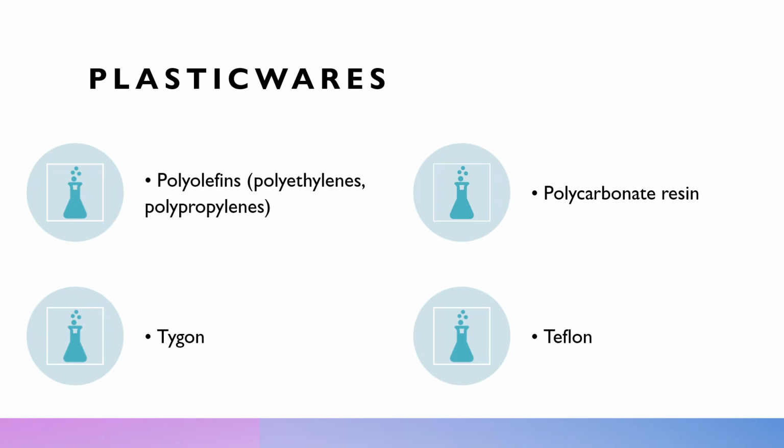The major types of resins frequently used in the clinical chemistry laboratory are polystyrene, polyethylene, polypropylene, Tygon, Teflon, polycarbonate resin, and polyvinyl chloride. Again, the individual manufacturer is the best source of information concerning the proper use and limitations of any plastic material.